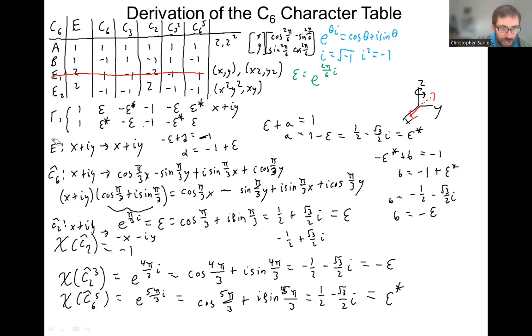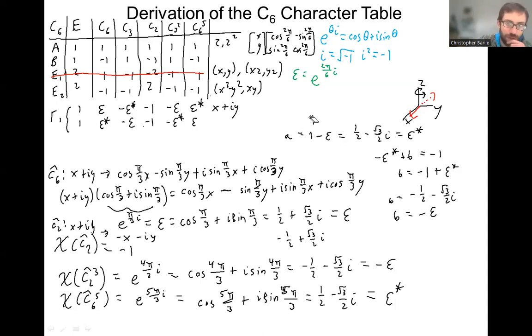Next, how do we do the E2? Well, we could do a similar sort of thing, but the big question mark here is how do we do that? Because now we don't have x plus iy. We were able to use this function to get this all to work, x plus iy, only because we knew originally it was xy. Now we have x squared minus y squared and xy. So you can imagine the math there is going to get even more complicated.